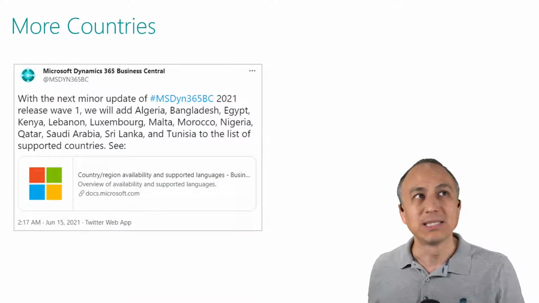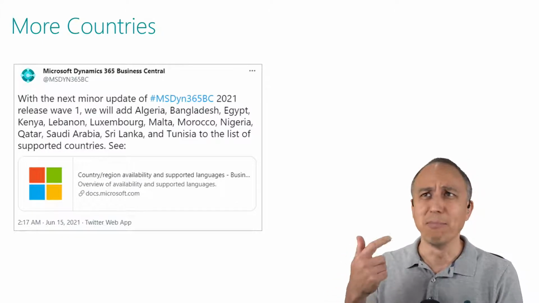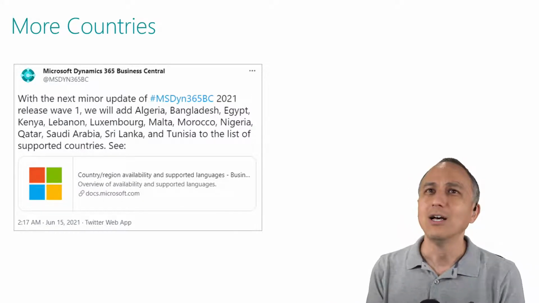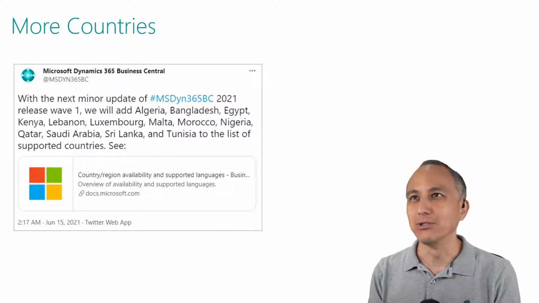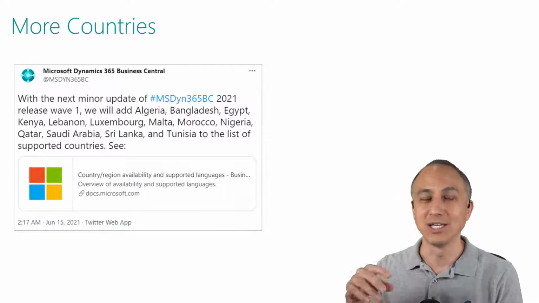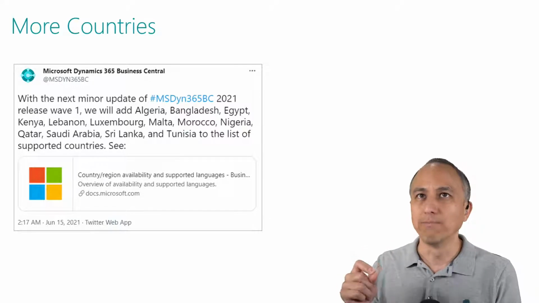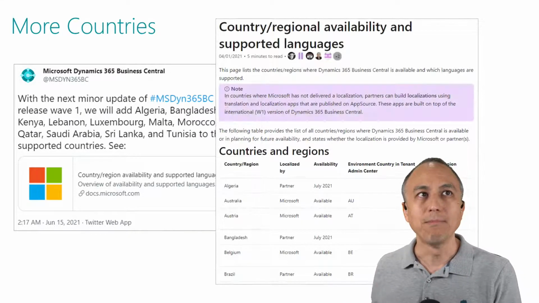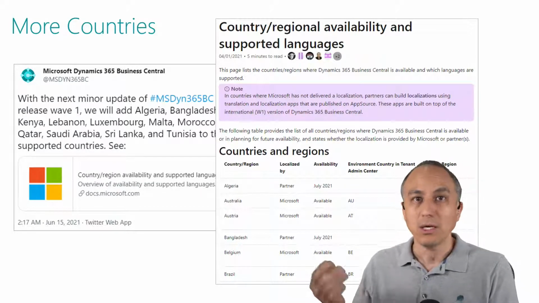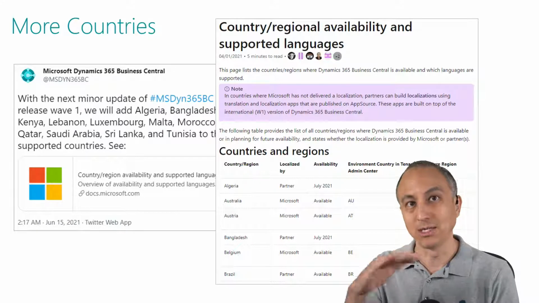And I see that Business Central is available in more countries, which is wild to see this list. Algeria, Bangladesh, Egypt, Kenya, Lebanon, Luxembourg, Malta, Morocco, Nigeria, Qatar, Saudi Arabia, Sri Lanka, and Tunisia, which, coming from the Dynamics GP world, primarily US focused, it is wild to see this list of countries. However, it seems that this support is primarily through partner supported translations or localizations, but still the offer at least is now available, whereas before, if you'd go to sign up, I think it would say it's not available in your region.